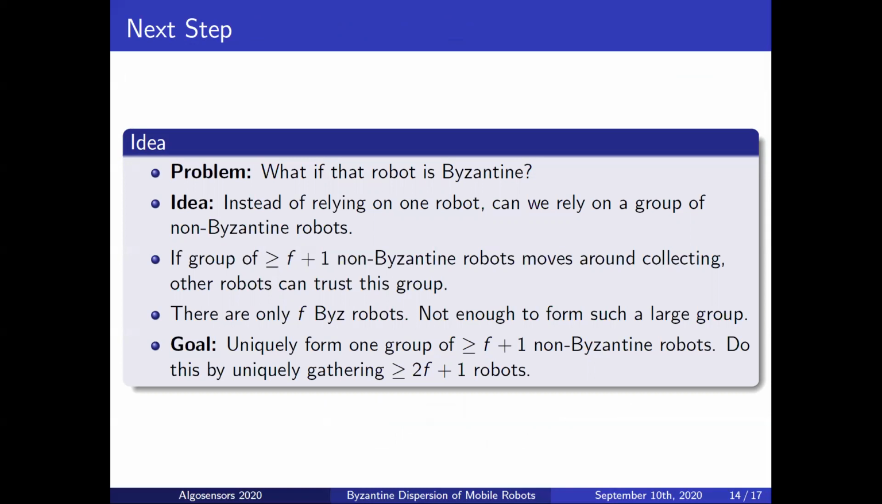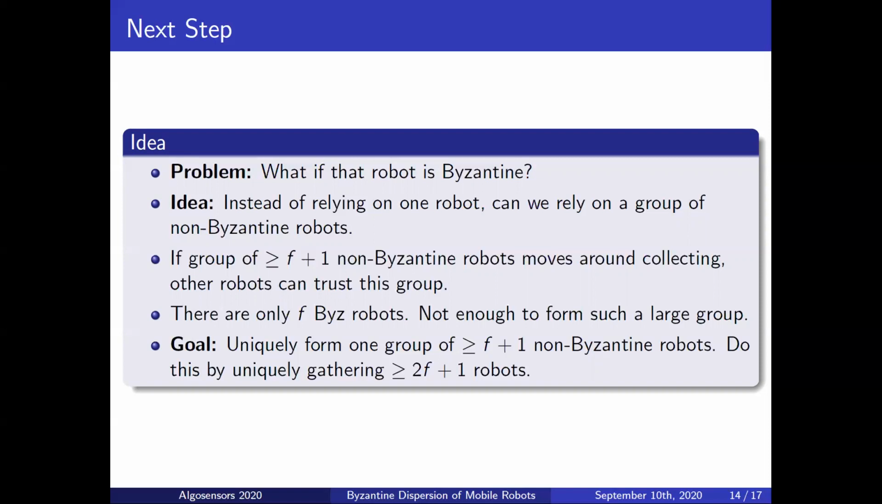Now, here's the thing. If I have a group of at least F+1 robots that are guaranteed to be non-Byzantine, then if I am guaranteed that such a group is moving around, I, as some other robot that doesn't belong to this group, can just sit and wait until such a group comes by. Then I join it and move with it.